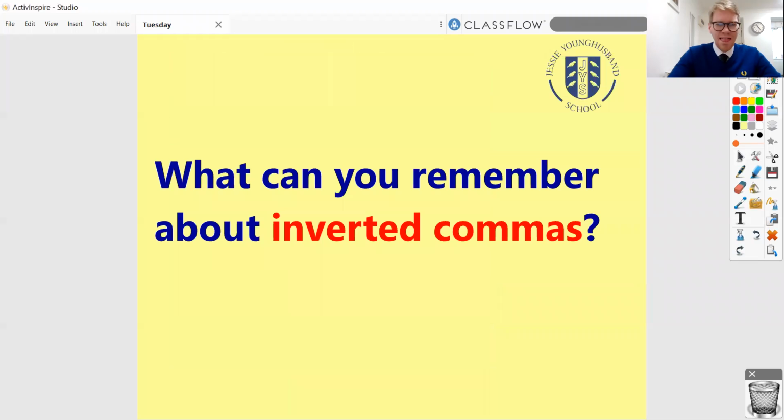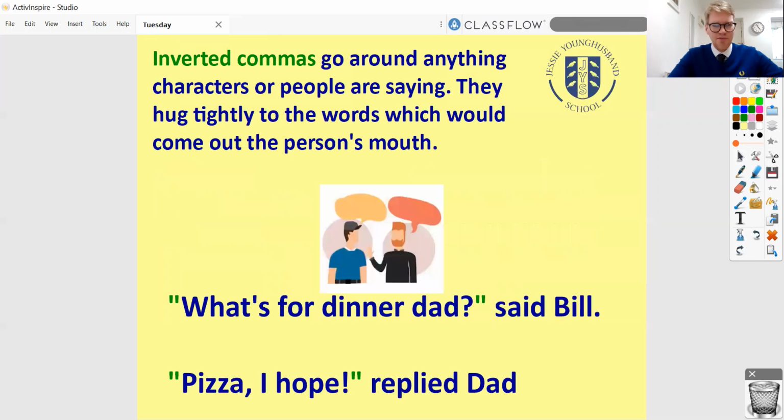Okay, so moving on then. What can you remember about yesterday's lesson on inverted commas? Can you have a quick pause and try to remember in conversation all of the different rules and elements that you need to know about inverted commas? What can you tell me about them? Okay, hopefully then you've remembered some of the things I'm about to talk through.